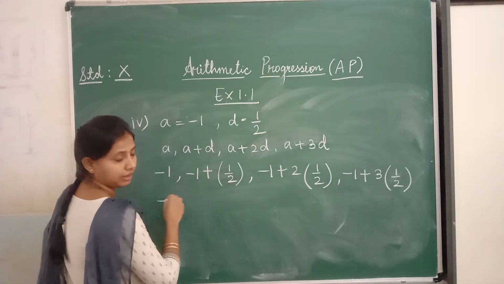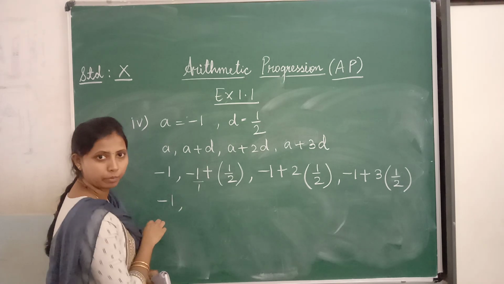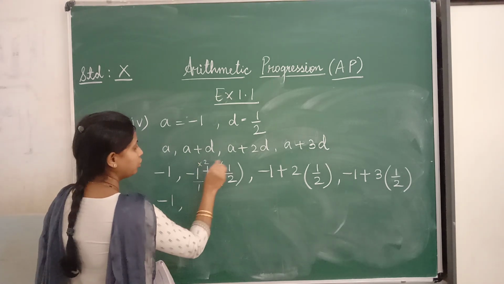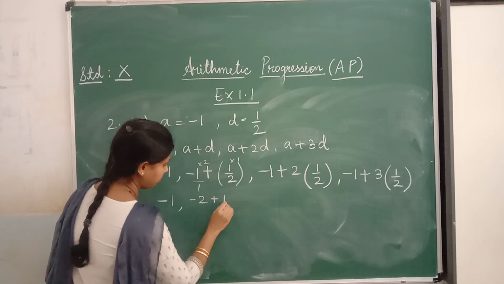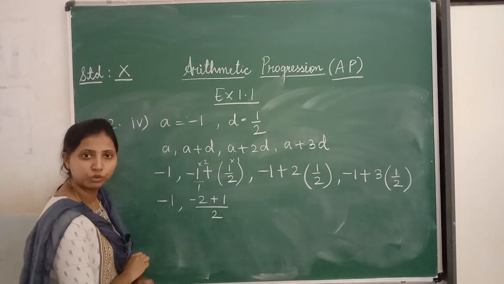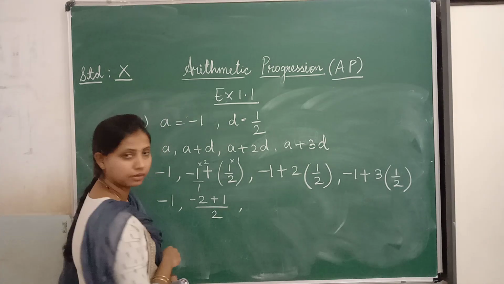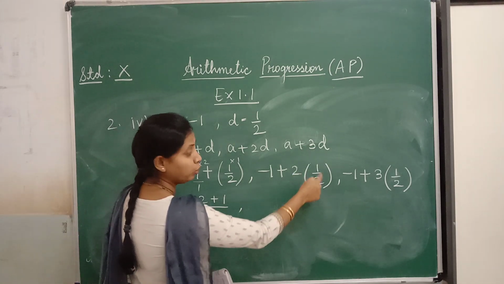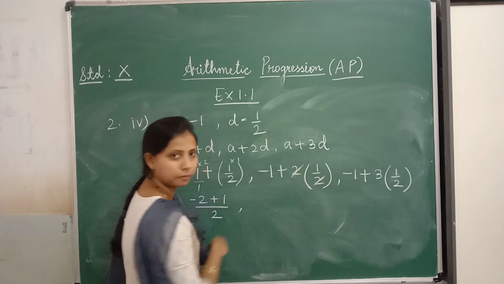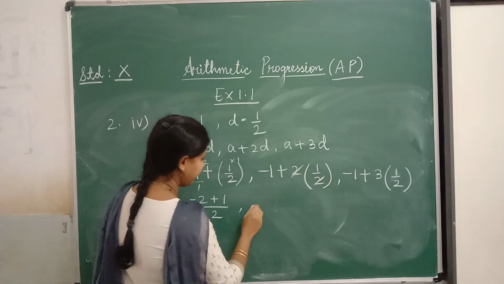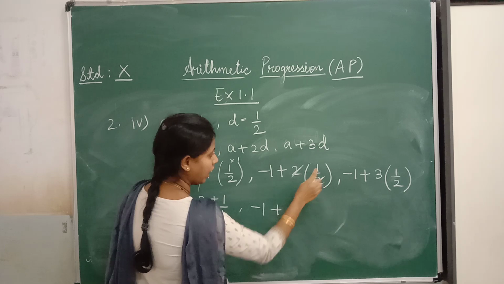So you have to take the LCM. Nothing is there means 1, so here 1 into 2 into 1. So you will get minus 2 plus 1 divided by 2. Next, 2 into 1 by 2, the into is there so you can cancel. Yes children? So minus 1 plus 1 remains.